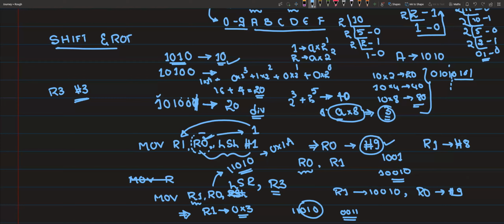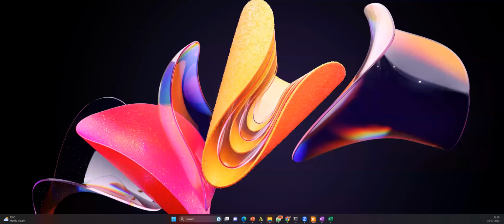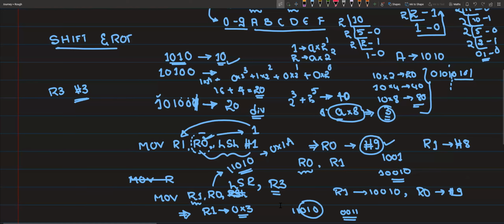Got it, right? Yes, sir, got it. So, sir, if it was just 2, then the remaining 2 digits, that is 10, would go, and it would be 110, that is 0110. Yeah, if R3 was just 2, then only 2 digits would have gone. Yes, sir, got it.